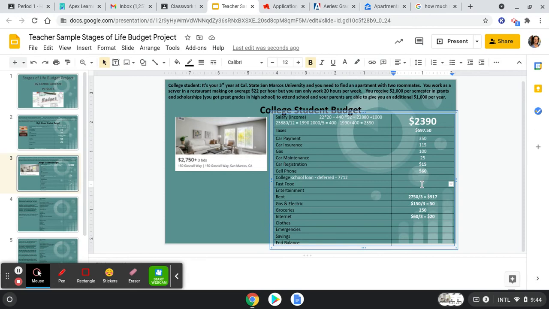I'm going to say that I'm going to go at least once a week. I just think this bill needs to be way higher, actually. Let's put in 100 per month on fast food. Entertainment, I'm going to see if there's anything left over. Let's see how we're doing.